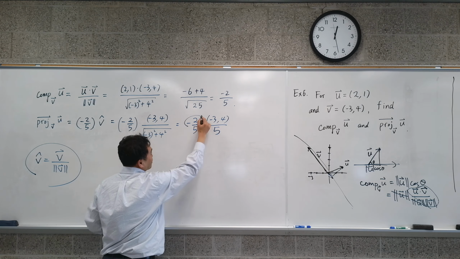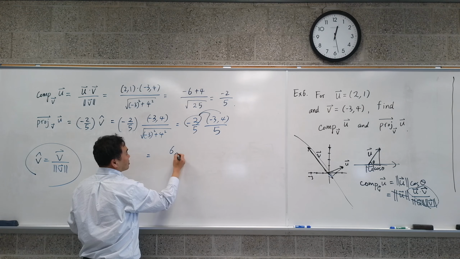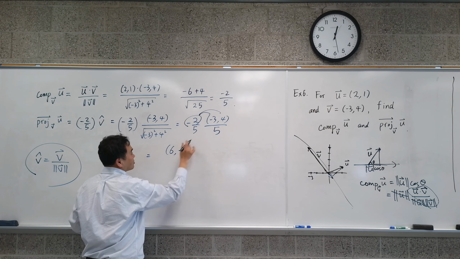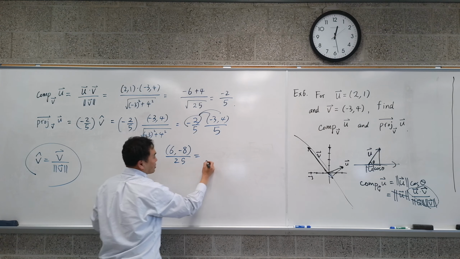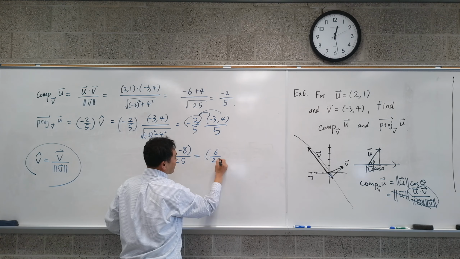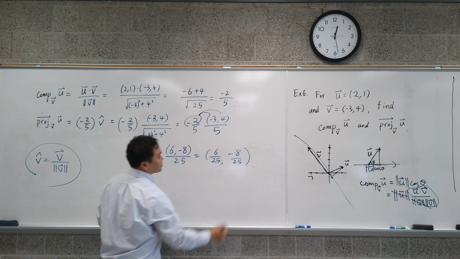Let's multiply this first. Okay? So it's going to be 6, -8, and then the denominator is 5 times 5, which is 25. Therefore, the answer is 6/25, -8/25. That's the answer.